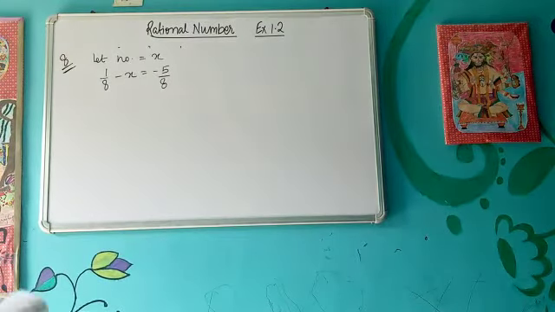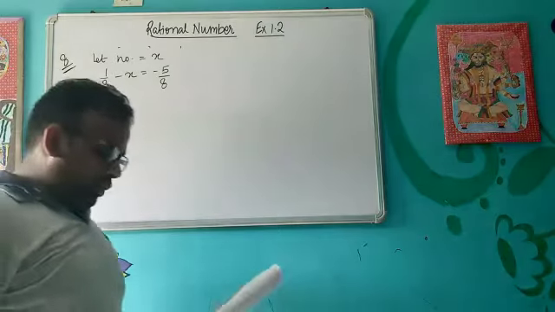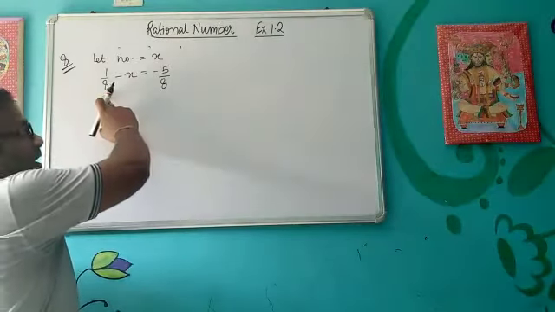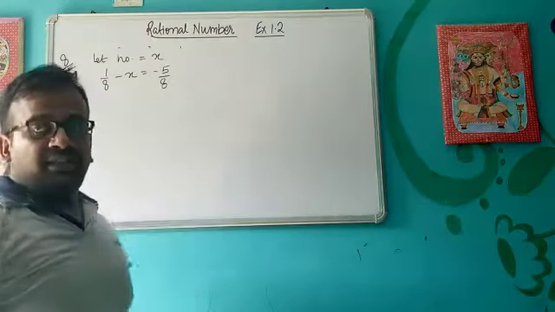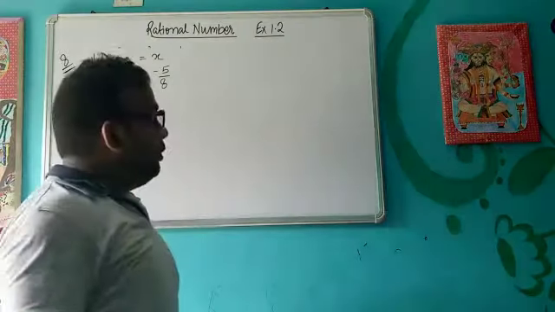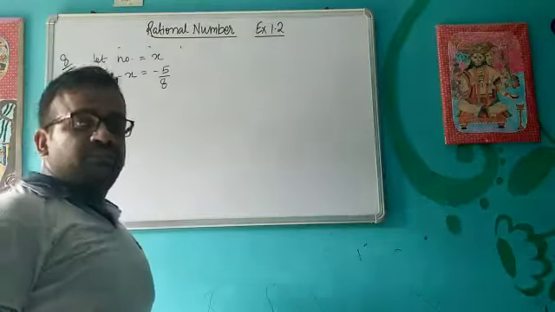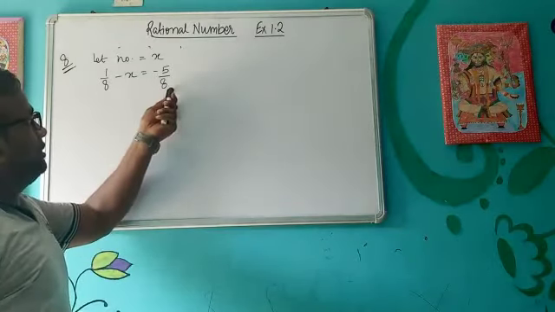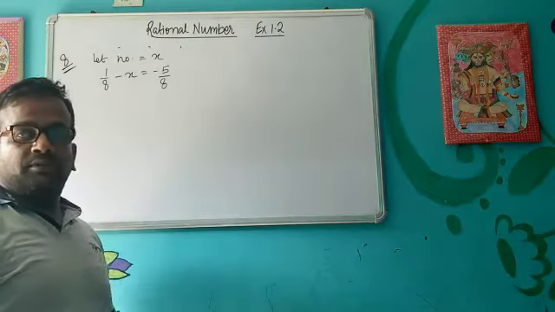Then let's see one more type. Question number 8. What should be subtracted from 1 by 8 so that the result is minus 5 by 8? Although you have done this question in the previous class, let that number be x. So we will make an equation. This number is subtracted from 1 by 8 and your result is minus 5 by 8.